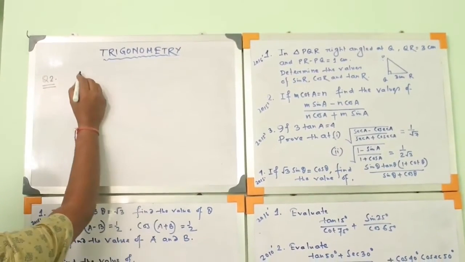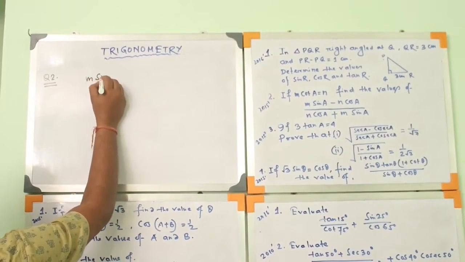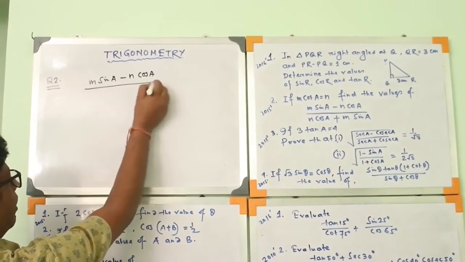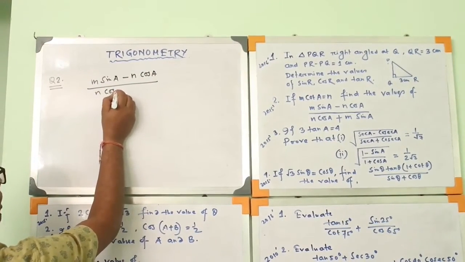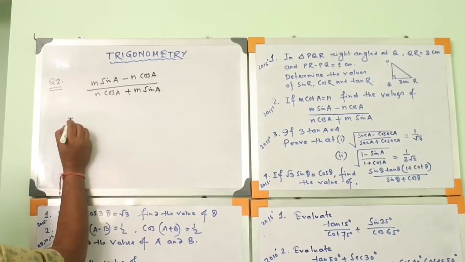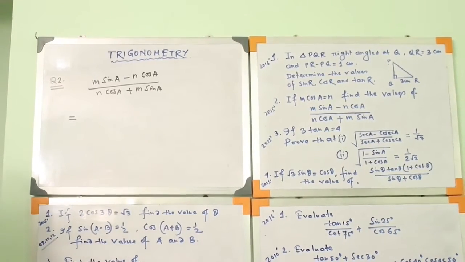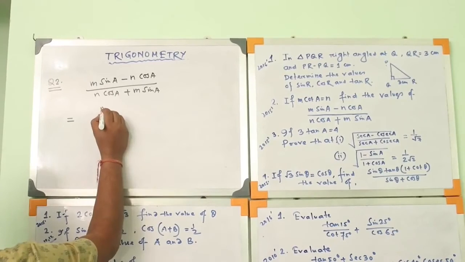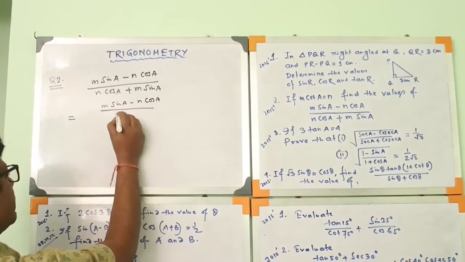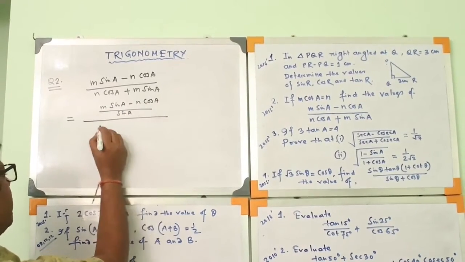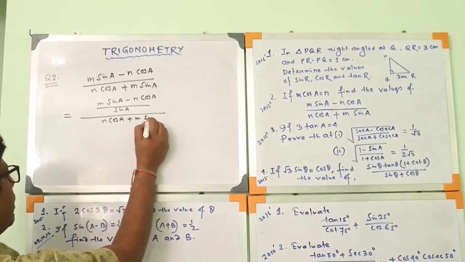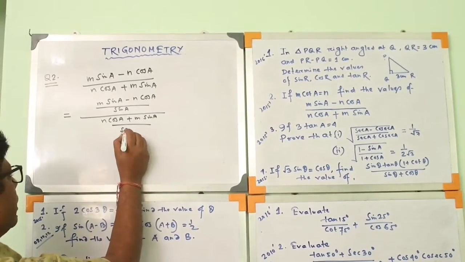So you have to find out the value of (m sin A minus n cos A) by (n cos A plus m sin A). At first, dividing numerator and denominator by sin A. So we get (m sin A minus n cos A) by sin A, divided by (n cos A plus m sin A) by sin A.